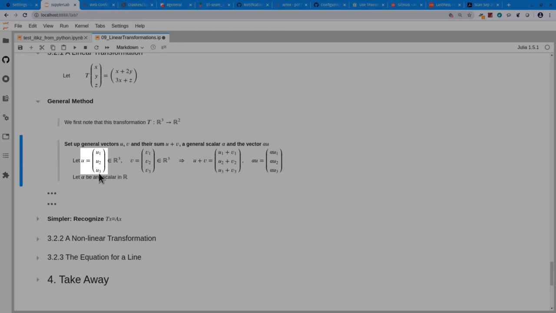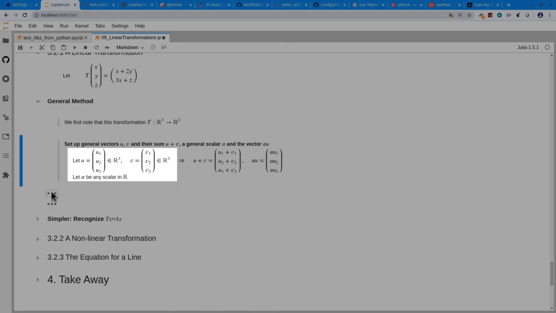u, with entries u1, u2, u3, unspecified. So they're parameters that can take on any value and therefore be any vector. Similarly for v. And then I'll need u plus v and alpha u, so I'll pre-compute them. u plus v is the sum of the entries, and alpha u is just alpha times the entries. I'll also pick a general scalar alpha that I'll leave as a parameter. And now I'm set up with any two vectors u and v and any scalar alpha.